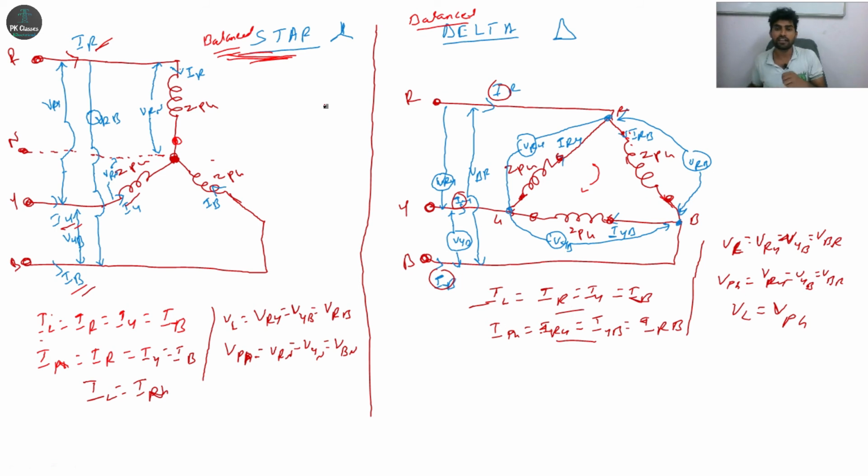Next there is voltage. We'll go through voltage. So what about line voltage? The voltage between any two lines, right? This is VRY, this is VYB, and then this is VRB. These are the line voltages. See here, VL, the line voltage, is equal to VRY, VYB, VRB.